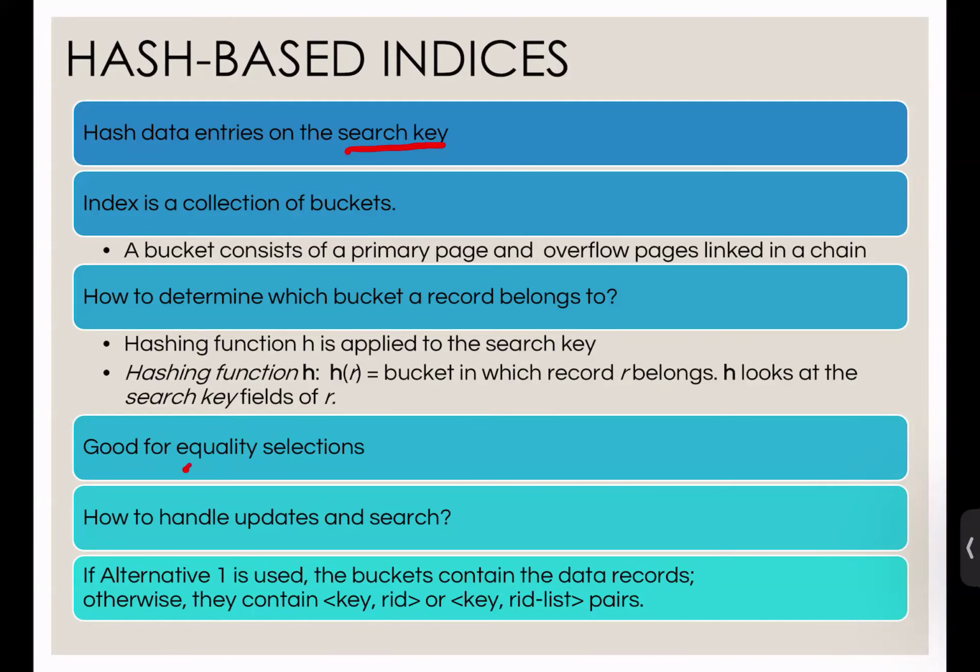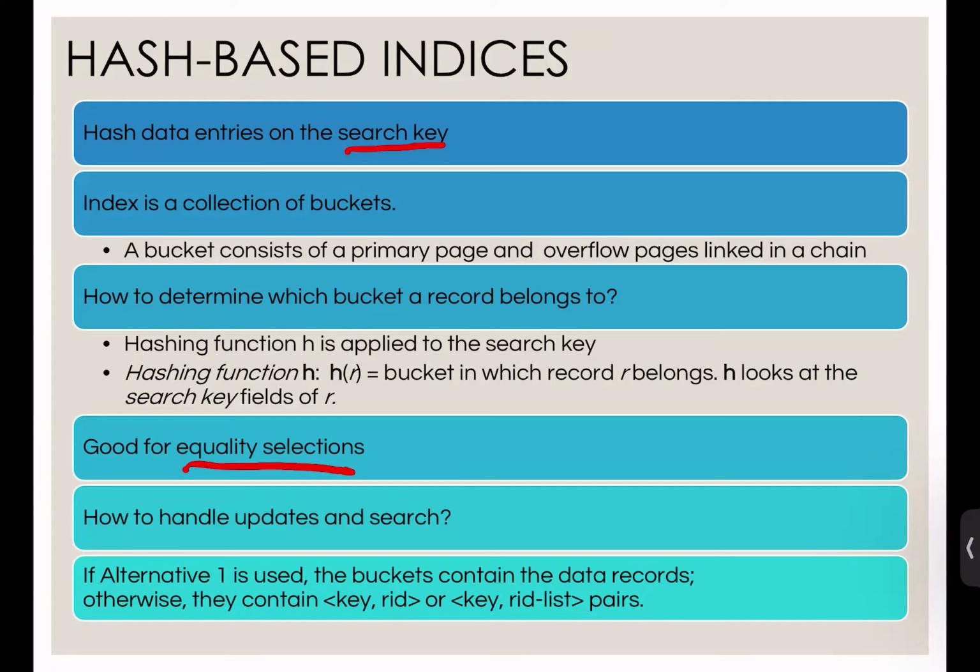And we know that it's good for equality selection only. It's totally bad for range search because things in the bucket are not sorted in the typical way. The adjacent values would usually not be in the same bucket.